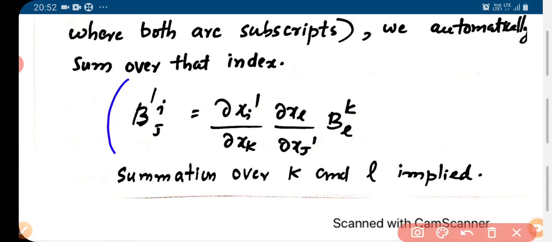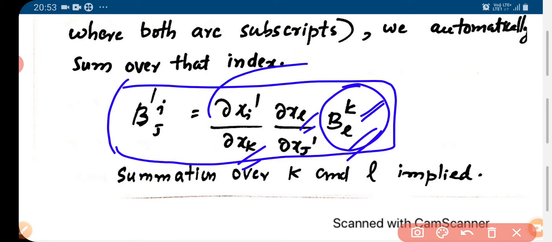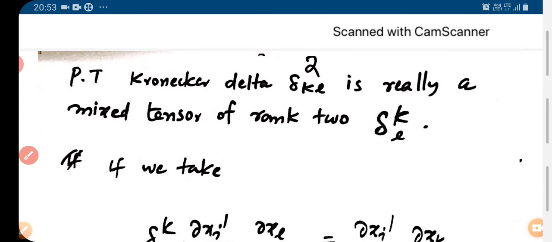For example, suppose we take this equation, B'_ij equals ∂x_i'/∂x_k times ∂x_l/∂x_j' times B_kl, showing that this is a tensor of rank 2. Here we see that k repeats and l repeats, so summation over k and l is implied. We need not write summation symbols here. Since the index is repeating, the summation is implied. This is Einstein's summation convention.